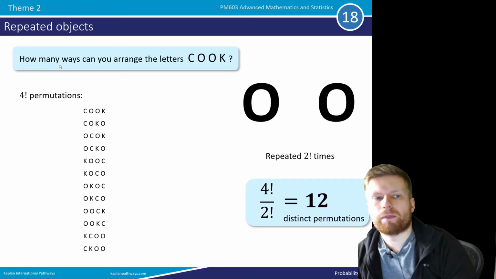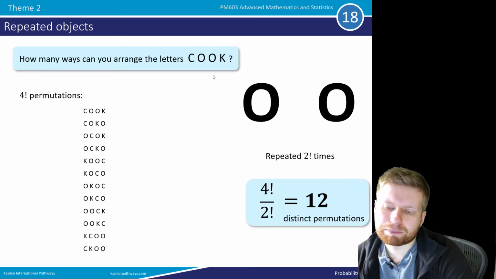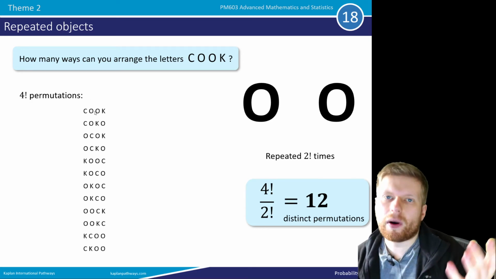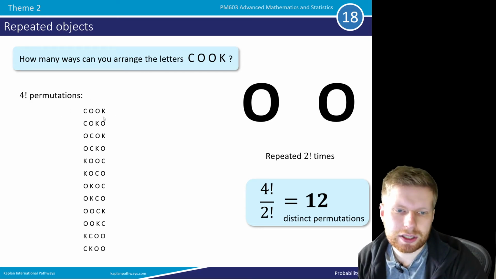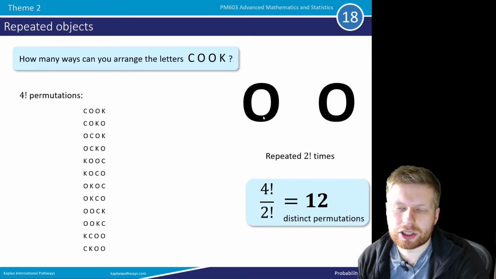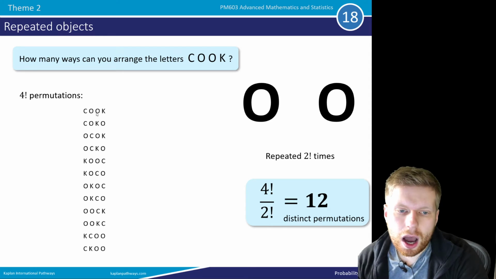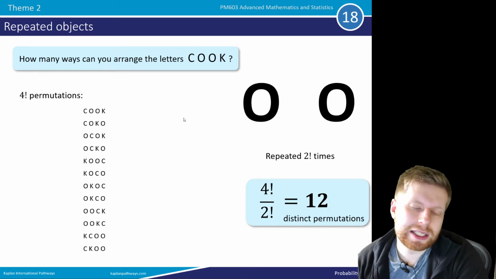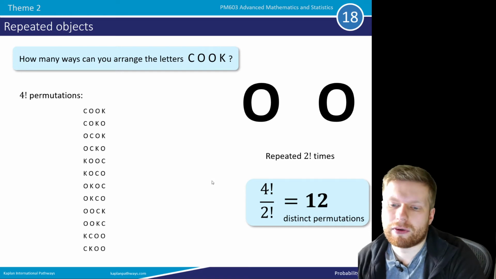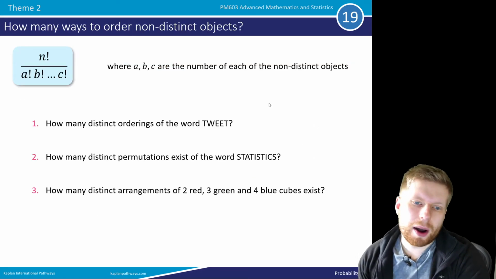So this is really important. If you have repeated objects, you just need to consider, well, okay, in total there are 4 letters, fine, so there's 4 factorial different permutations. However, 2 factorial of those, because there's 2 factorial ways of arranging the O's, are going to result in repeated orderings, okay, repeated arrangements. So therefore I need to remove them, and I remove them by dividing. Okay, so maybe you might want to have a go at these.